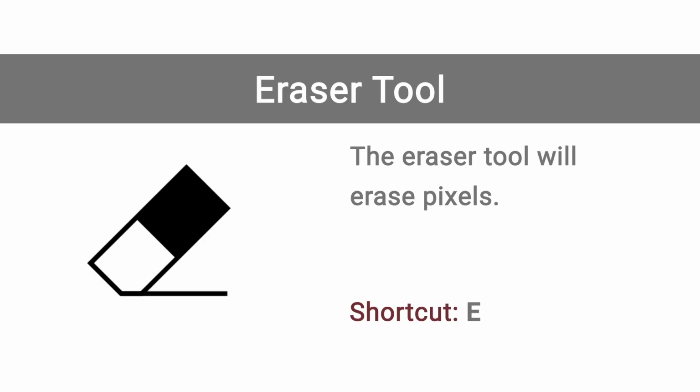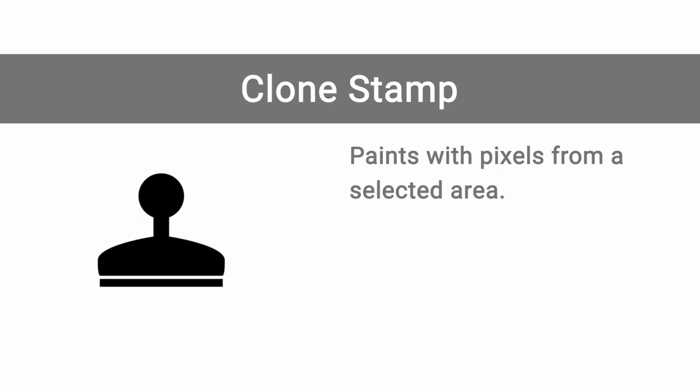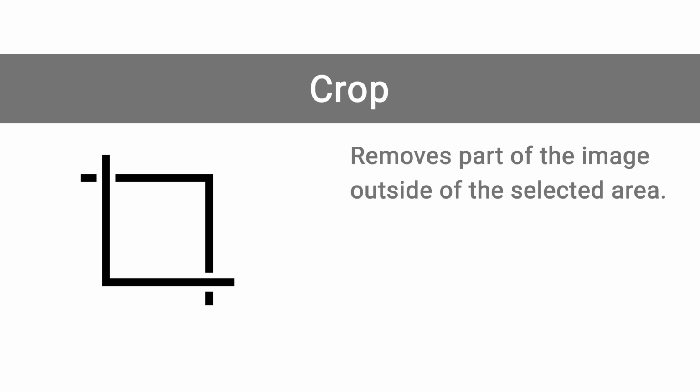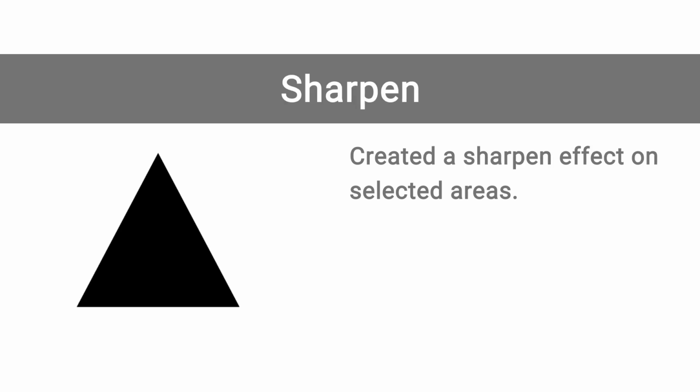The eraser tool will erase pixels. The spot healing brush blends pixels surrounding the selected area to create new pixels. The clone stamp tool paints with pixels from selected area. The crop tool removes part of the image outside of the selected area. The blur tool creates a blur effect on the selected areas, and the sharpen tool creates a sharpen effect on the selected areas.